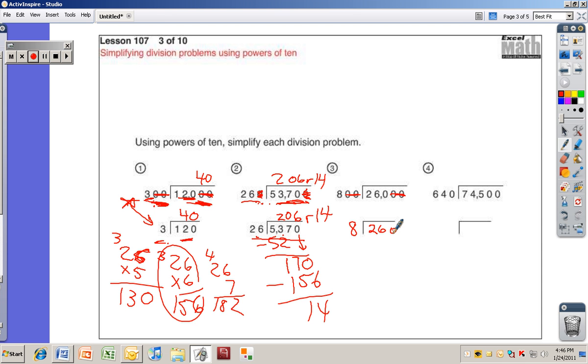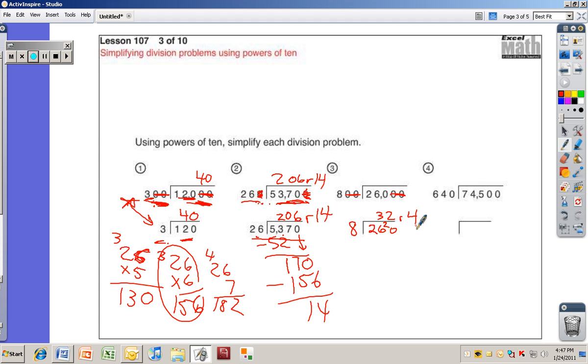260. Okay, how many times does 8 go into 26? 3, which is 24. Remainder 2. How many times does 8 go into 20? Twice. 2 times 8 is 16. Remainder is 4. Good.